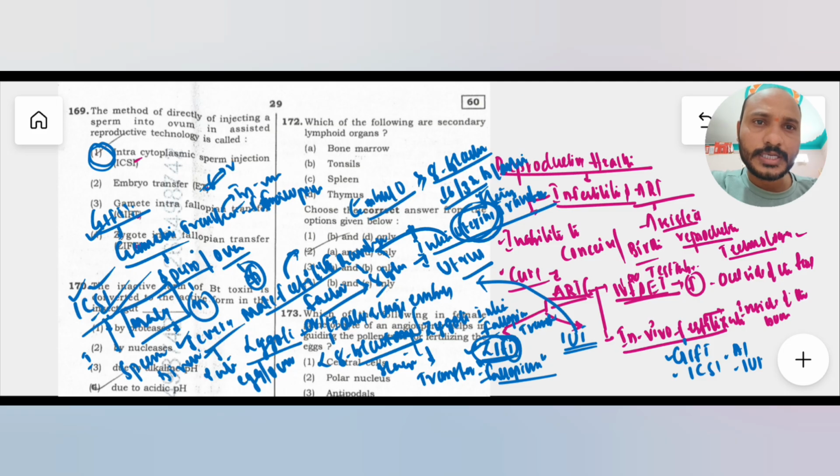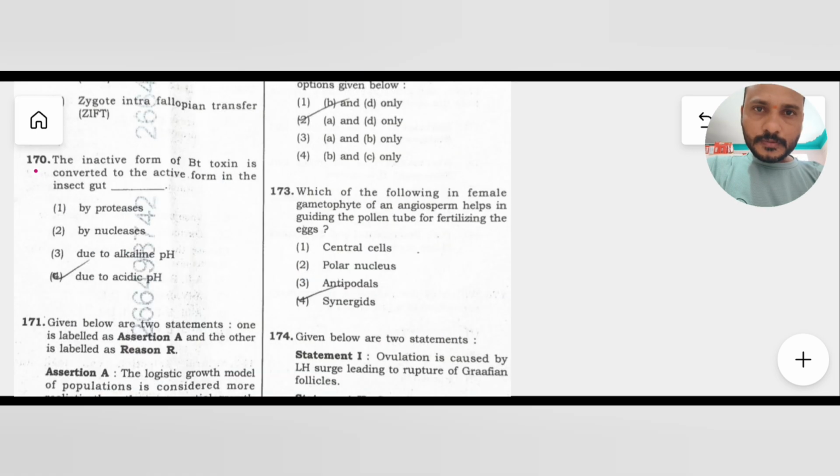Here zygote intrafallopian transfer. Here, GIFT is an in vitro fertilization. So we won't use the second, third, and fourth. We only use the ICSI method to collect sperm directly from the male and directly inject it into the egg or ovum. So the right answer to 169 is the first one. So next one, sorry, 170.